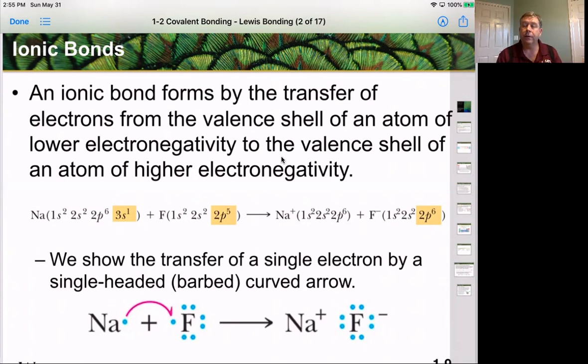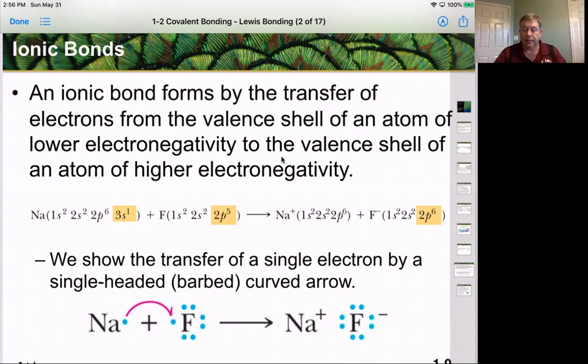Okay, so how do we show this electron moving from one atom to the next? Well, we can say there was 1 valence electron on that sodium, okay? And there were 7 valence electrons, that outer shell, on fluorine. So what we're going to do is draw a single-headed, 1 barb, means 1 electron. 1 barbed arrow is going to be transferred from the sodium to the fluorine to create 2 ions, a positive and a negative, and therefore it's going to form an ionic bond.